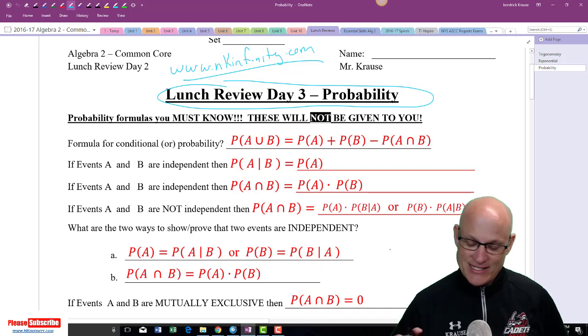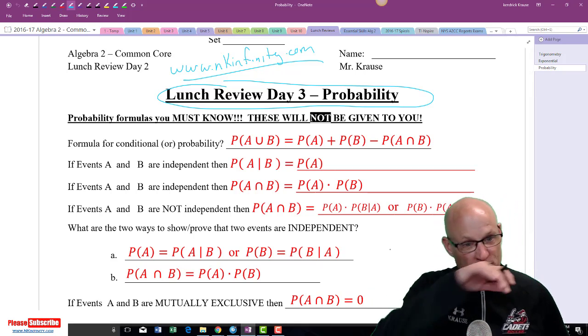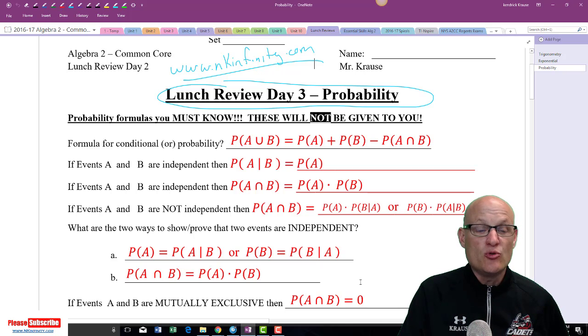Let's get started. I decided to start out the probability, not necessarily with problems, but with all the formulas that you have to know. These will not be on your formula sheet. You have to know these.